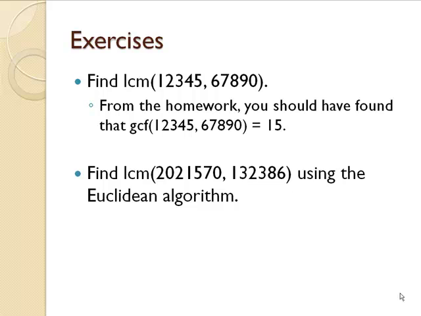So if we want to find the least common multiple of 12,345 and 67,890, from the homework you should have found that the greatest common factor of those two numbers was 15. So what we can do to find the least common multiple is multiply 12,345 by 67,890, divide that by 15, and that should give us the LCM. Go ahead and try that with these other two numbers.